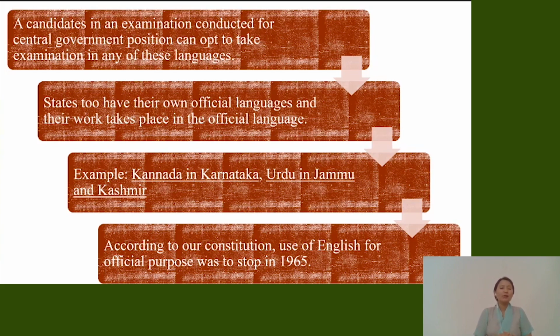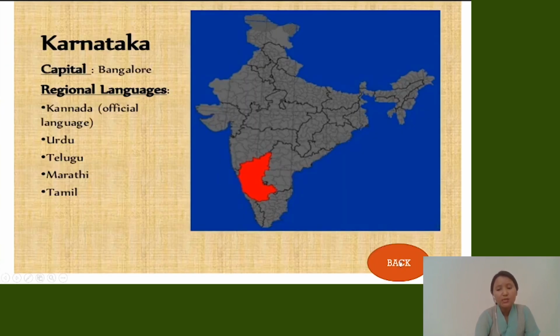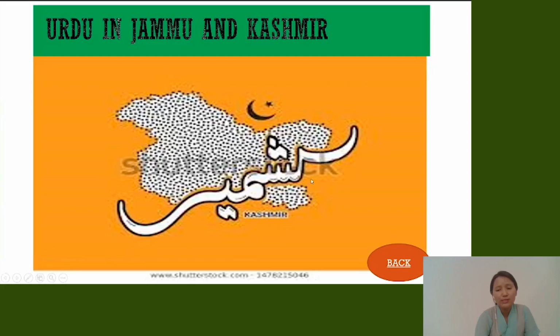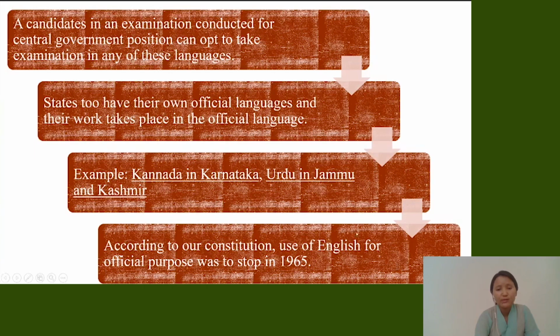Not only does the central government have its own official language, even the state governments have their own official language. Every state has its own official language, and these official languages are used for running the government, or for their workplace. For example, for the Karnataka state, Kannada is the official language. In Jammu and Kashmir state, Urdu is their official language. In the same way, we have other states in India, and these states have their own official languages.